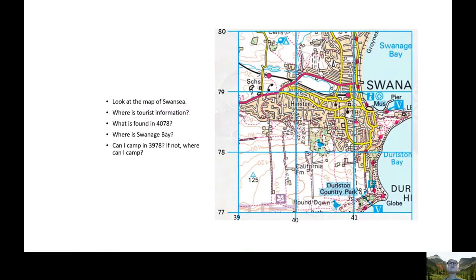All right, look at this map of Swansea. Where is tourist information? Now, remembering back to what we learned at the beginning, what's the symbol for tourist information? It's the italic i. So there it is. Now, can you please give the grid reference number for tourist information? We would go to the bottom left-hand corner of the square, go down to 41 and across to 78. So it's 41, 78.